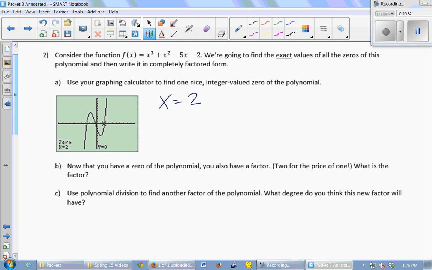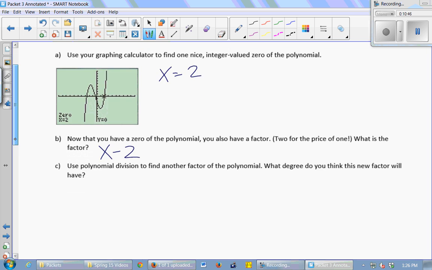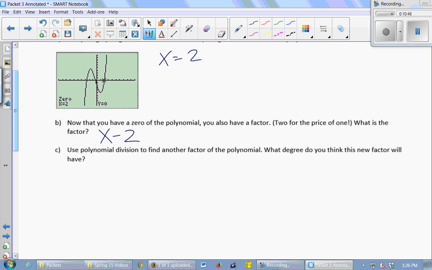So now that we have a zero, we also have a factor, right? Zeros and factors come together. So what is the factor that goes with x equals 2? x minus 2 is a factor. Okay. Then we're going to use polynomial division. We learned that last class, to find another factor of the polynomial. If we have one factor, we can divide to find another factor.